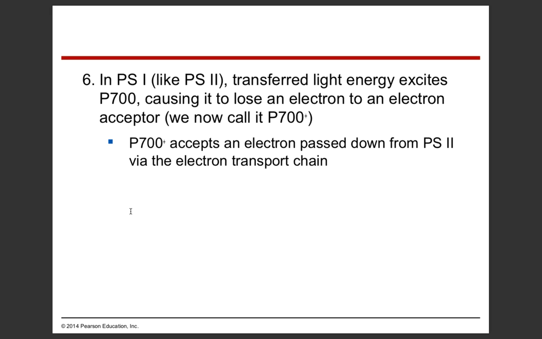Step 6 is in photosystem 1, which is the second photosystem, because reasons. In photosystem 1, like photosystem 2, the transferred light energy excites the reaction center called P700. Again, the number is the wavelength of light that it absorbs, causing it to lose an electron to an electron acceptor. So now it's P700 plus. P700 plus accepts an electron passed down from photosystem 2, which actually comes first, via the electron transport chain, which will return it to regular P700.